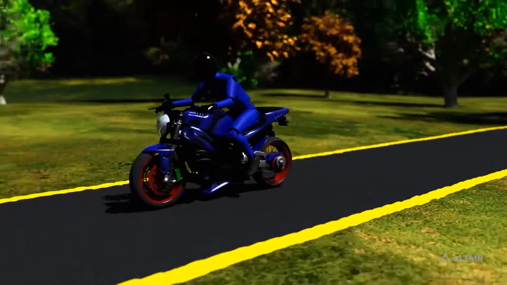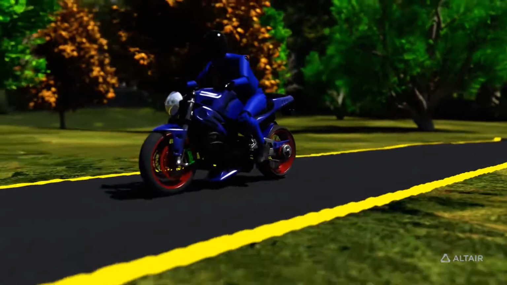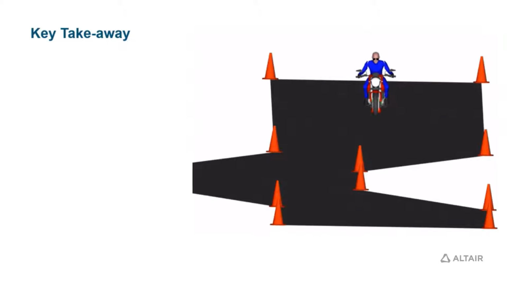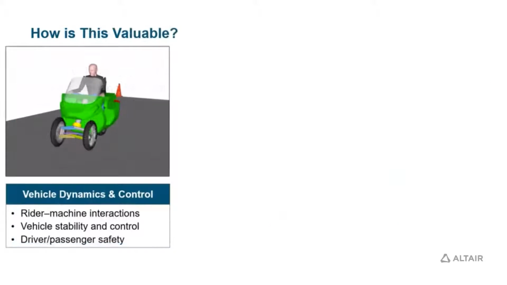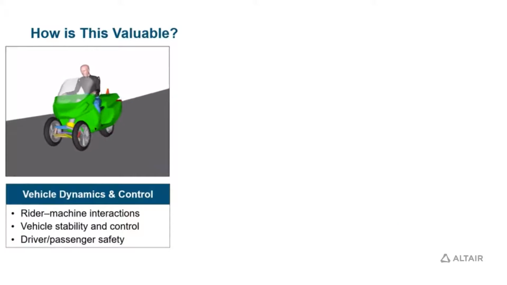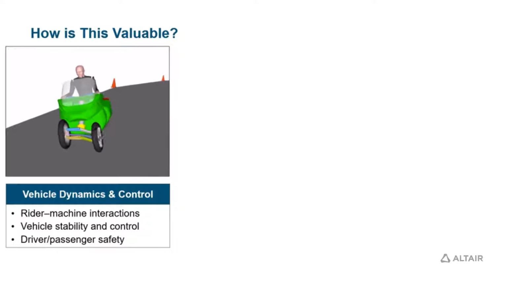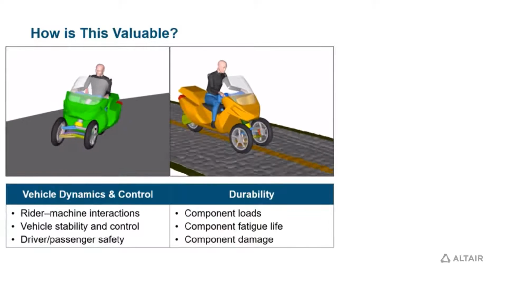Hello everyone, this video gives you a sneak peek into brand new functionalities introduced in MotionSolve 2020 specifically for 2- and 3-wheeled vehicles. In HyperWorks 2020, we have released a new vehicle library for traditional and electric motorcycles, scooters and 3-wheelers. With this solution, you can understand and improve vehicle dynamics and control, component durability, and ride and comfort attributes of a vehicle early in the product lifecycle development.